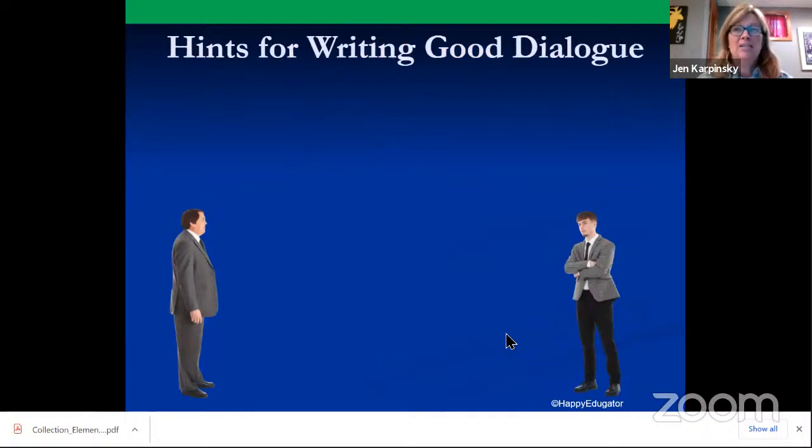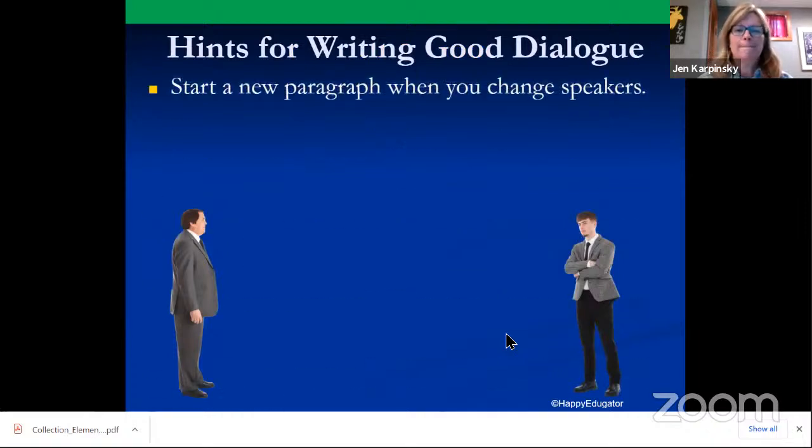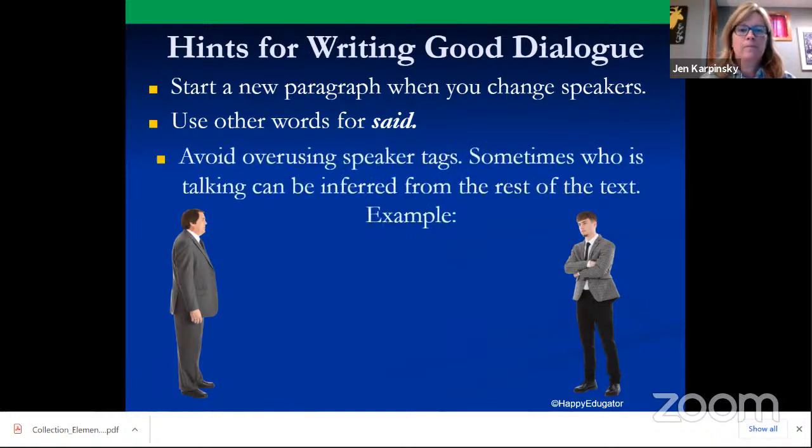Hints for writing good dialogue. Here's some more helpful hints. Start a new paragraph when you change speakers. Use other words for said. What could I say there? Said, replied, asked, stated, exclaimed. Think of other things that you could say instead of said, said, said. Obviously, that gets boring after a while.